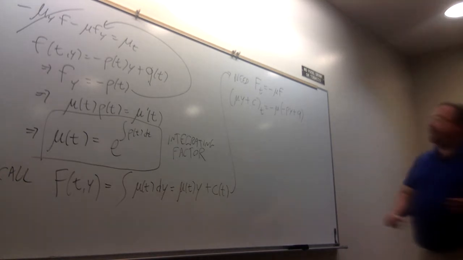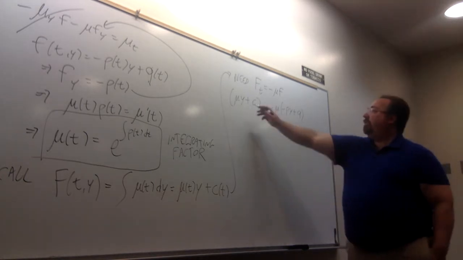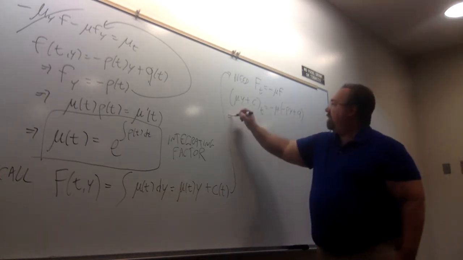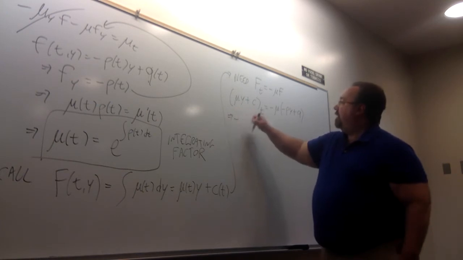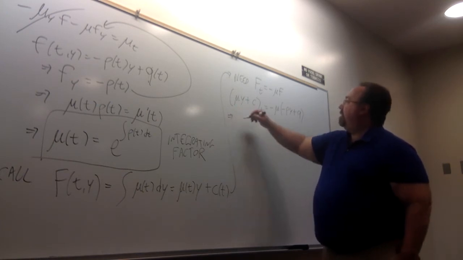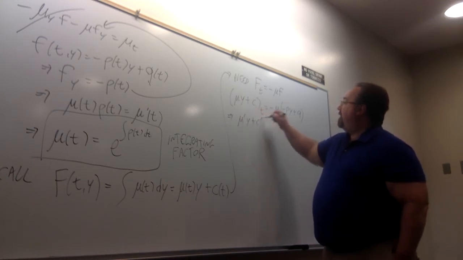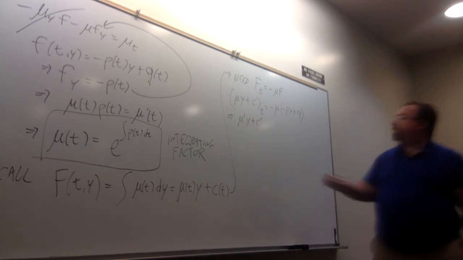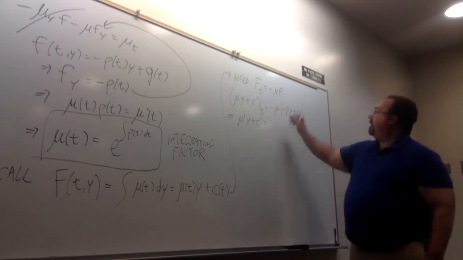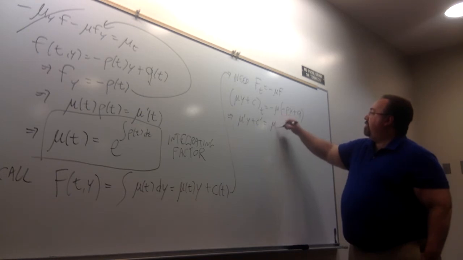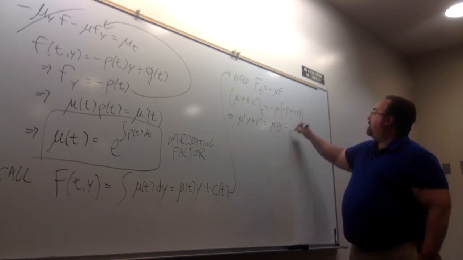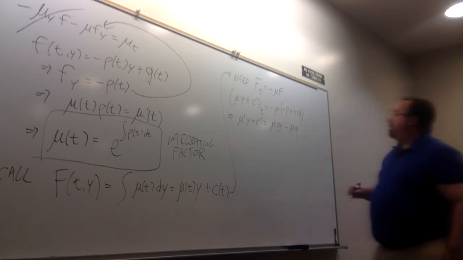Now, if I take the derivative on the left side, I have mu prime y plus c prime on the left, and this is equal to mu p y minus mu q.